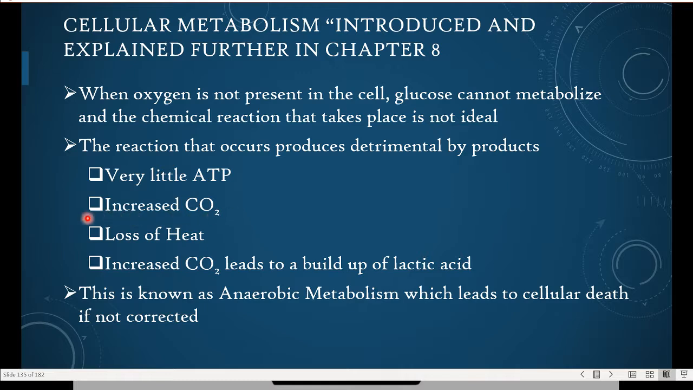You're going to have an increased amount of CO2, more than normal. We can't get rid of too much CO2. We can only get rid of what we are designed to get rid of. If we have an increase in CO2, that's going to lead to something else. That's going to lead to something known as lactic acid. And lactic acid is a bad thing for our cells. We're going to lose that heat that we talked about gaining a minute ago because we won't have the proper reaction. This is known as anaerobic metabolism.